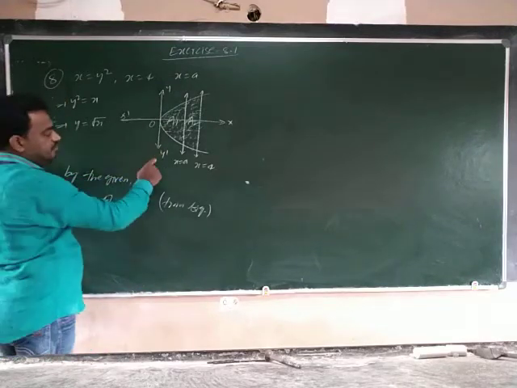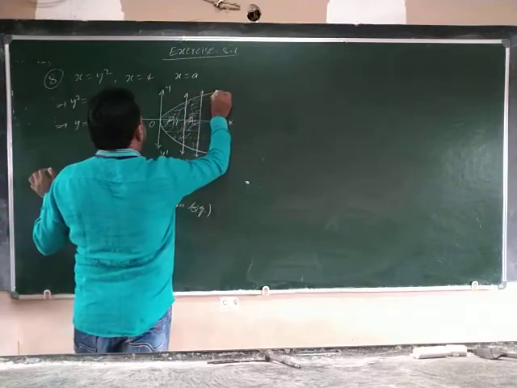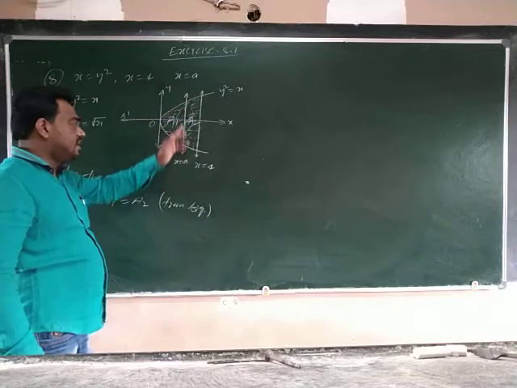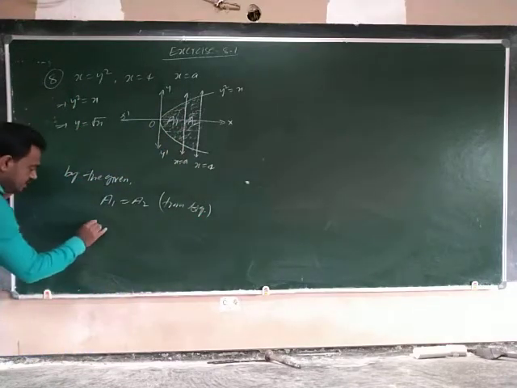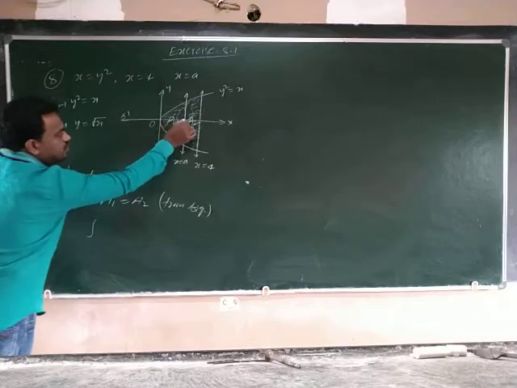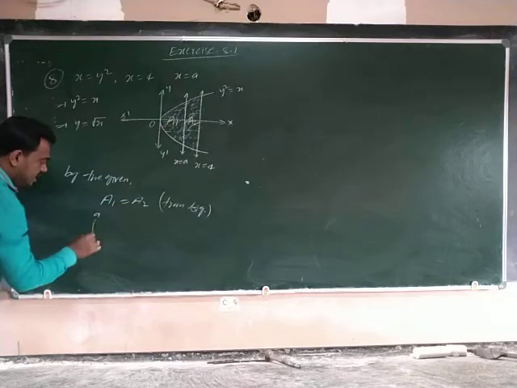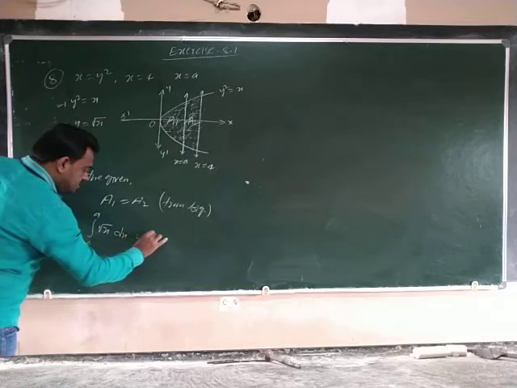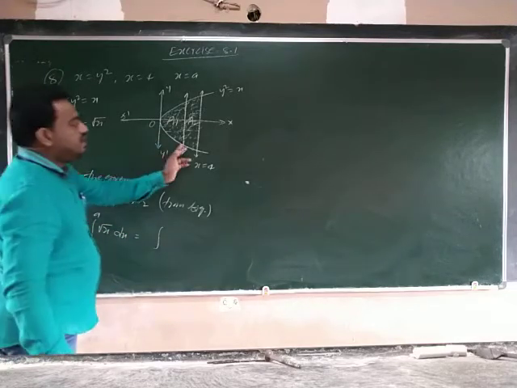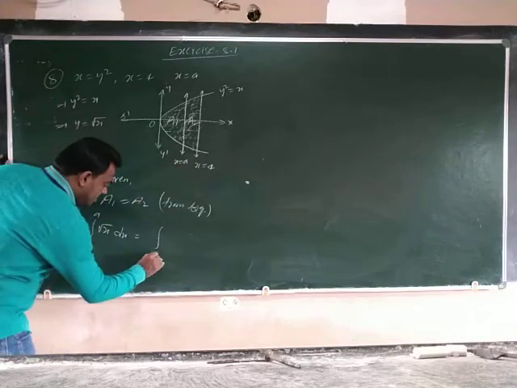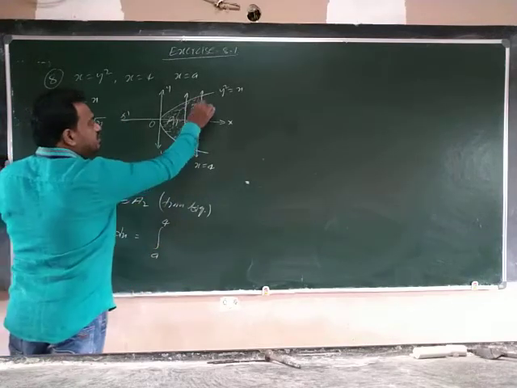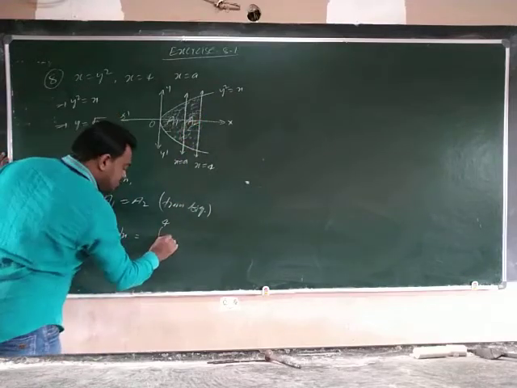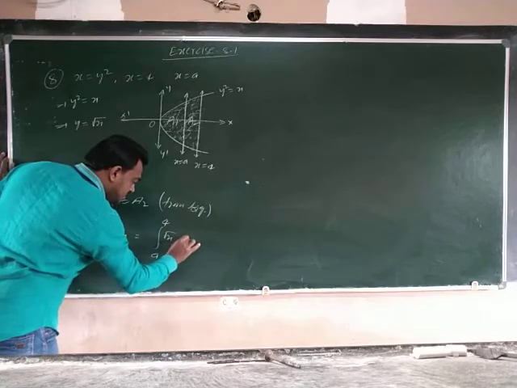A1 area is this curve, which curve? y square equal to x curve, and this line. That means integral over, this is the origin, so 0 to a, f of x, that is root x dx, is equal to this area. That means a to 4, integral over a to 4, which curve? Again this curve only. y square equal to x means y equals root x dx.